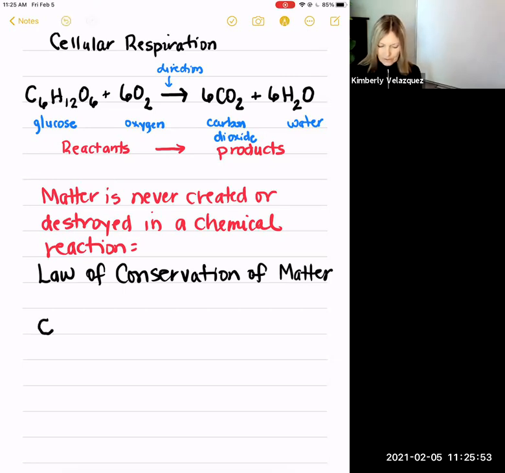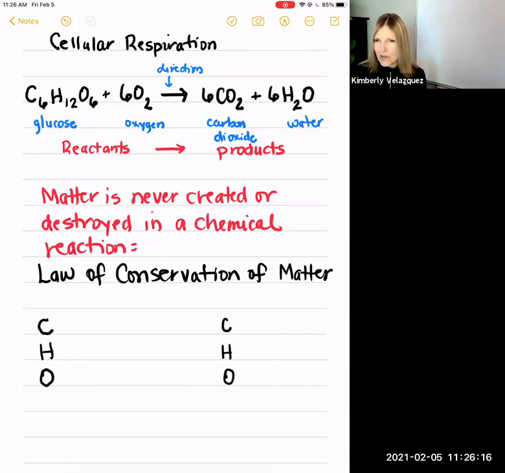Carbon, hydrogen, and oxygen on the left side. Okay, and on the right side, we have carbon, hydrogen, and oxygen. So already you can see there are no new players on the right side. Everybody who is on the left side is still on the right side. Nobody left, nobody came in, everybody's the same.